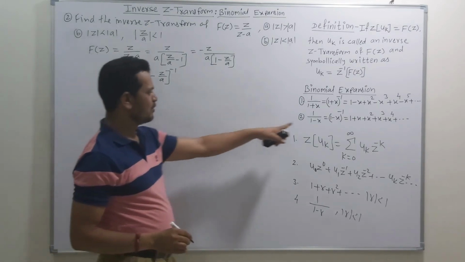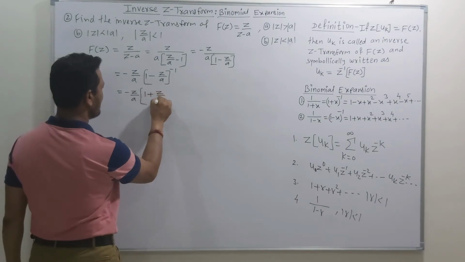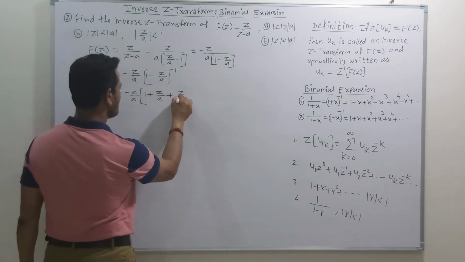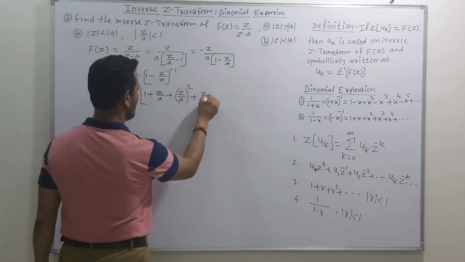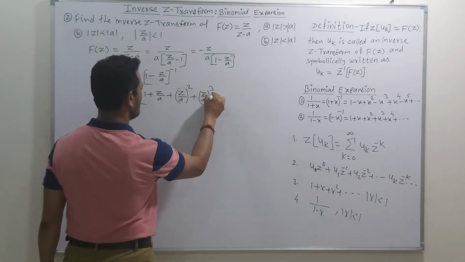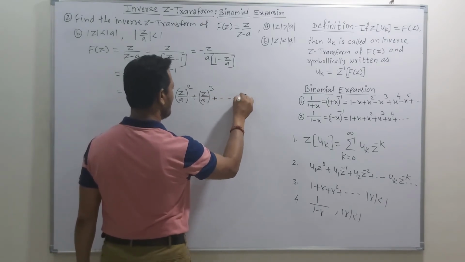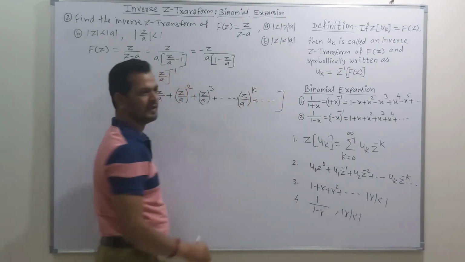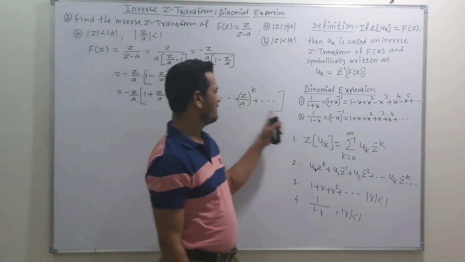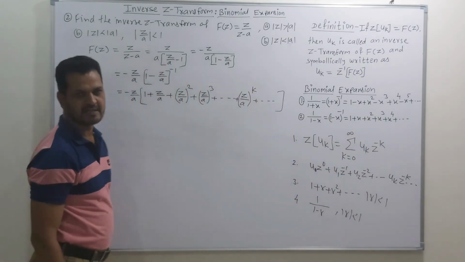We write minus z upon a as it is, then expand according to the formula. So 1 plus x, that means z upon a, plus x square, that means z upon a its square, plus z upon a its cube and so on. We get z upon a raised to k plus and so on up to infinity. Our main interest is to get the coefficient of z raised to minus k, so we write the middle term as z raised to k.